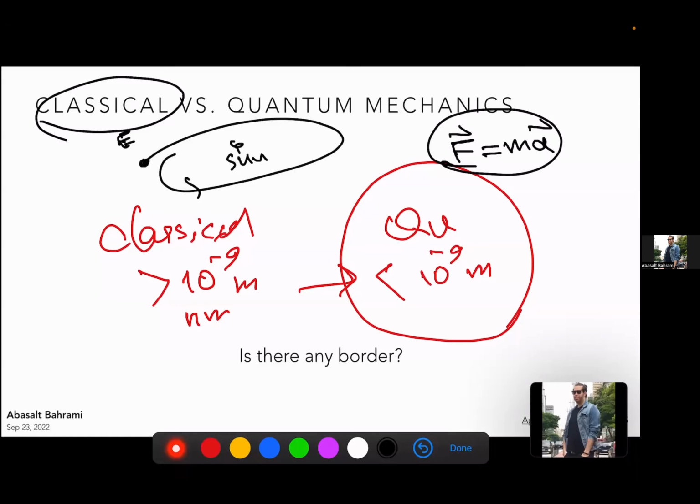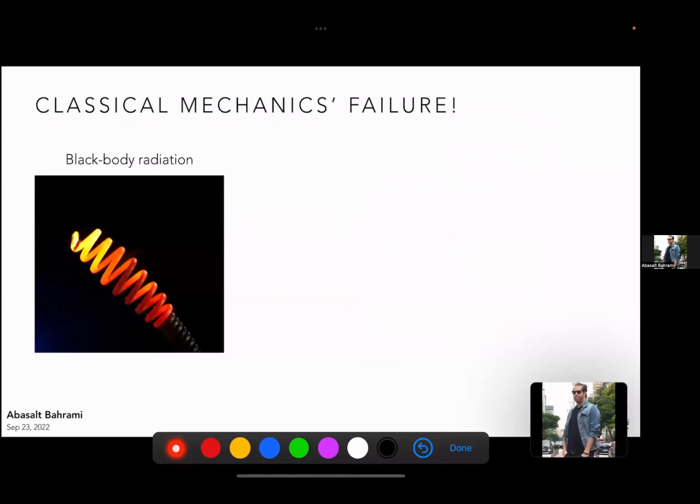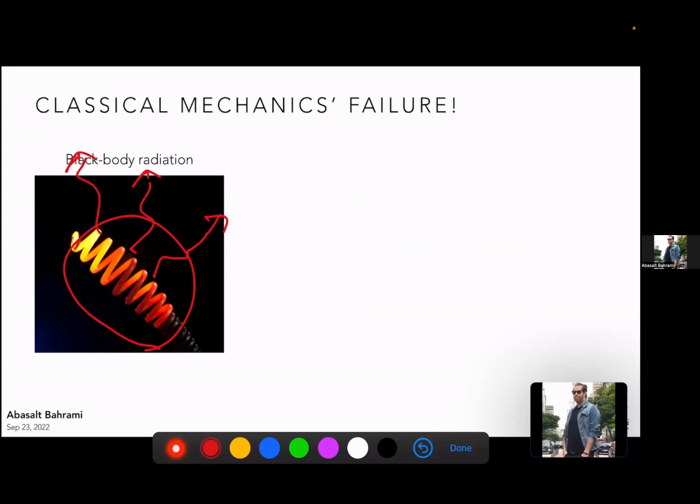And why do we want to talk about quantum mechanics? Because there were several things in the history of physics that physicists could not explain by classical mechanics. I am giving a few examples of failures of classical mechanics, so you understand why we need quantum mechanics. If you imagine a hot plate and you heat it up, it will radiate at a yellow or orange color. So this means that it is radiating these wavelengths.